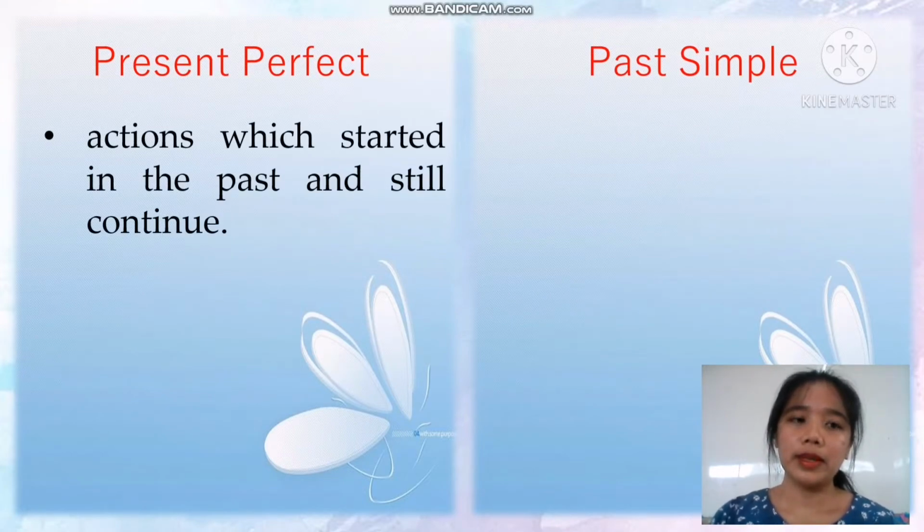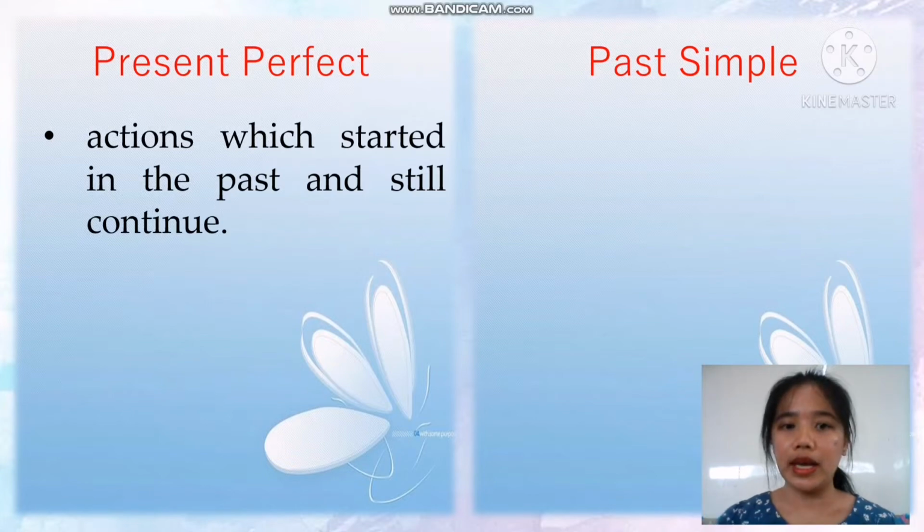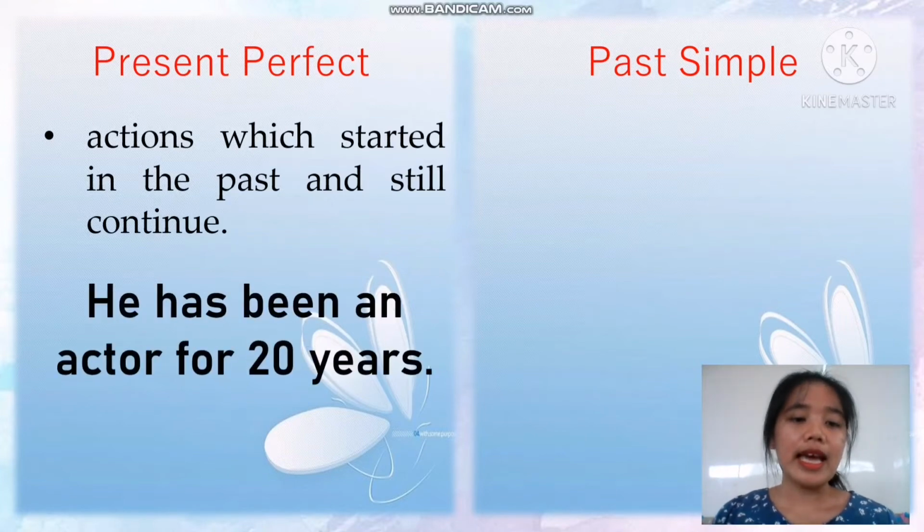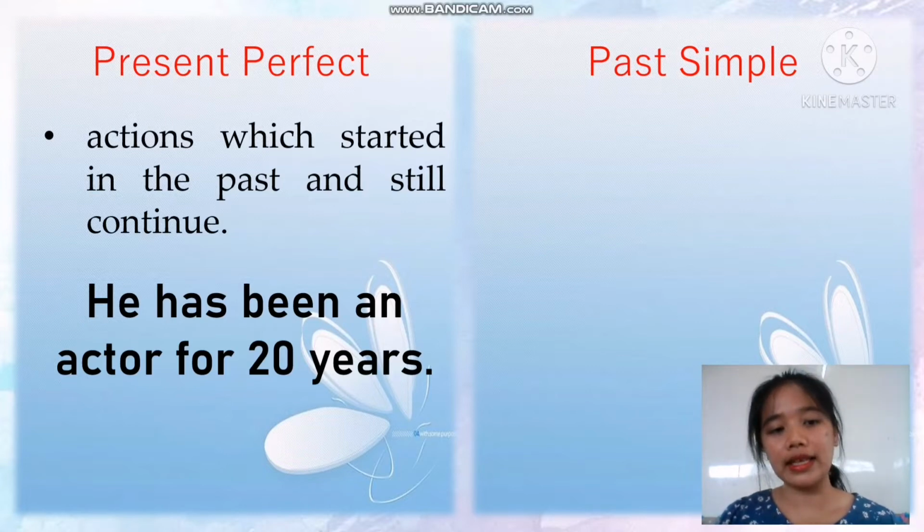Now for the next one, we use present perfect with action which started in the past and still continues. Okay, so it started in the past and until now it's still happening. Like for example, he has been an actor for 20 years. Okay, so the person started acting 20 years ago, and until now, he is still an actor.